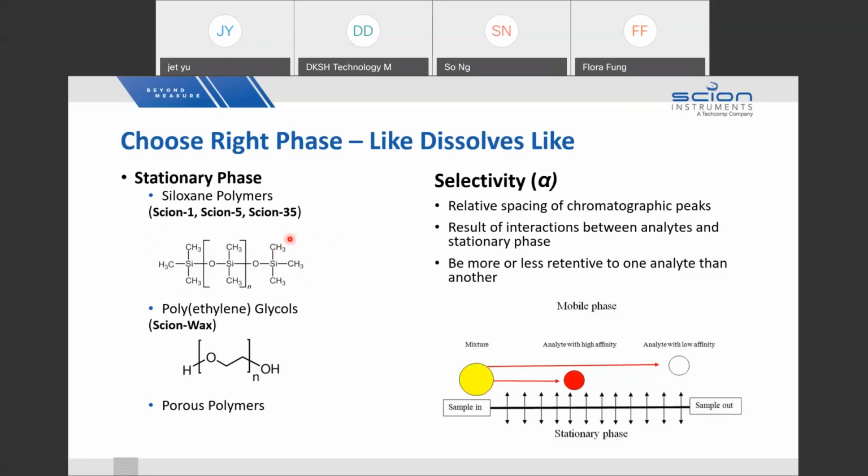This interaction is based on covalent bondings. For example, this is the stationary phase, and another compound also has similar chemical groups, so their interaction is covalent bonding. They share electrons, so we call it covalent bonding. This one is a polar stationary phase. You look at the chemical group: it is OH. OH is a very polar group because hydrogen bonding is possible.